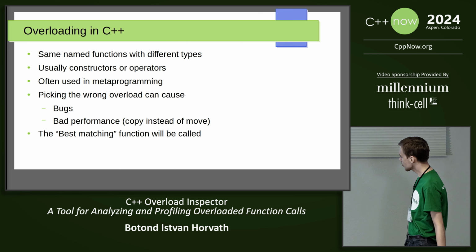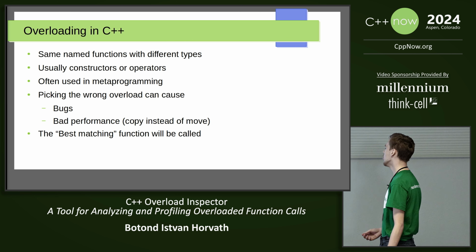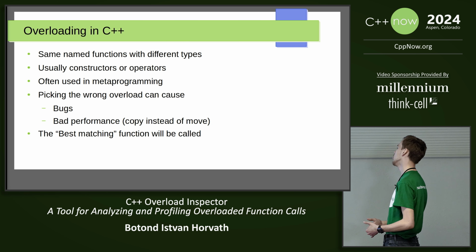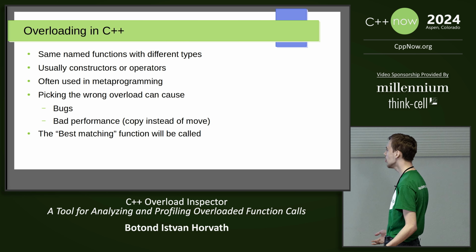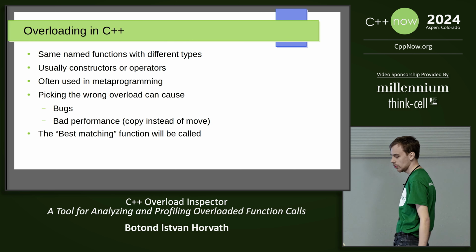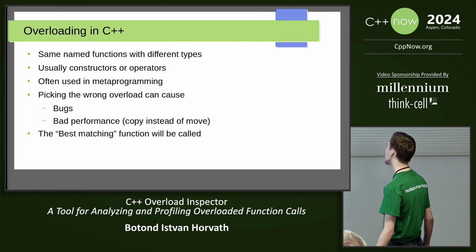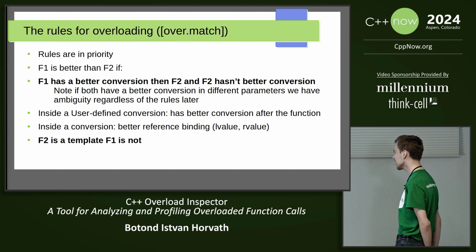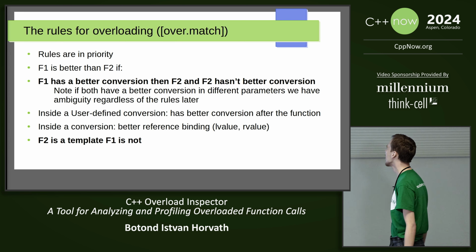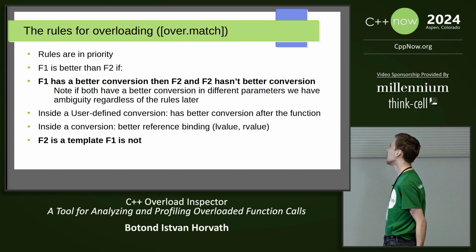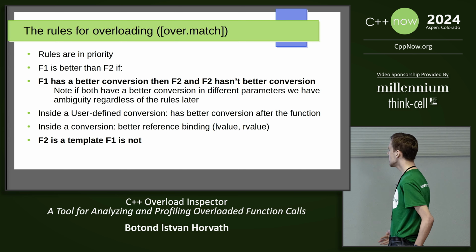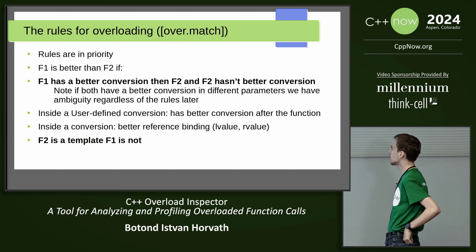Every time, if there are multiple possible overloads, the best of them will be called. But what does it mean, the best? Well, there are some rules for overloading in C++. I didn't list them all. These rules are kind of in priority.